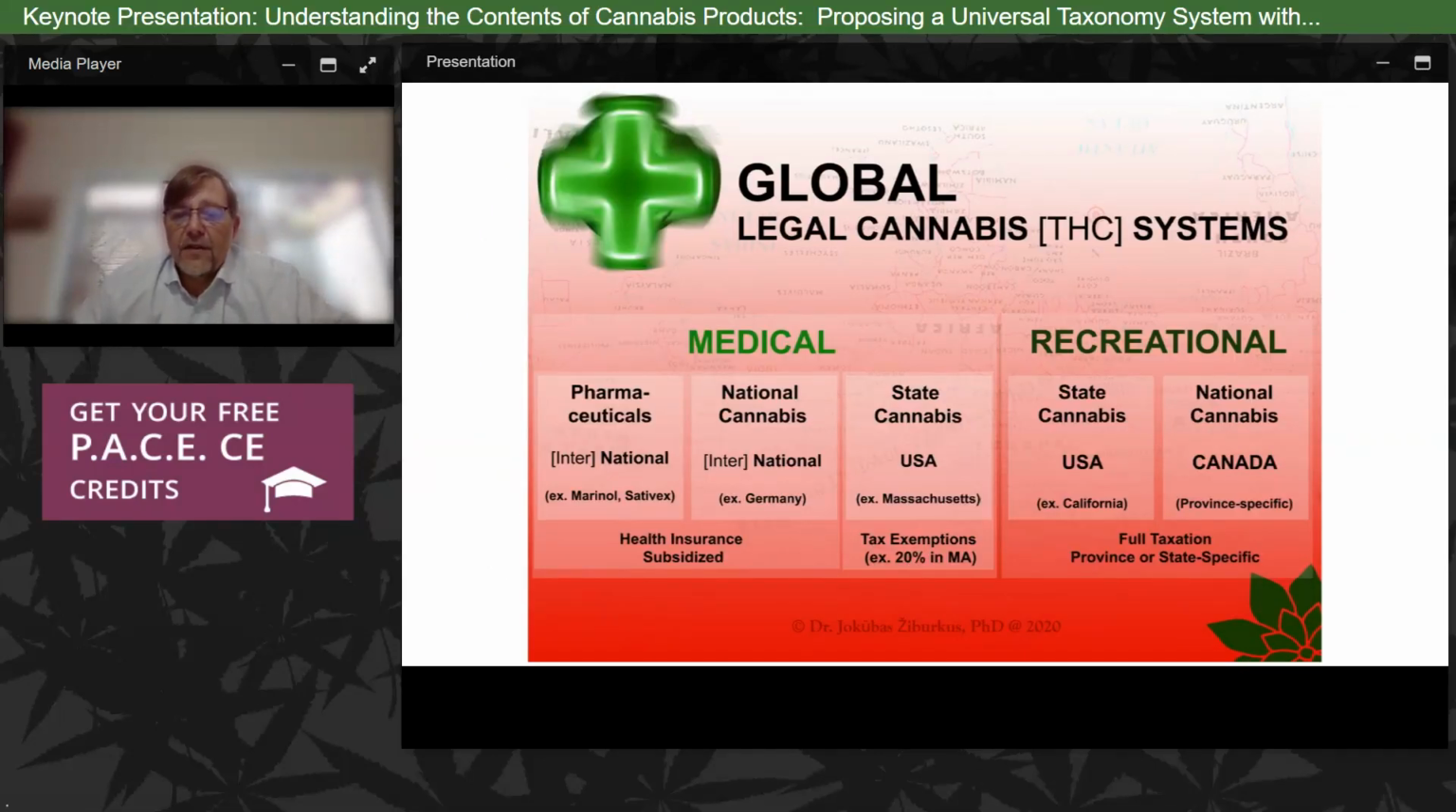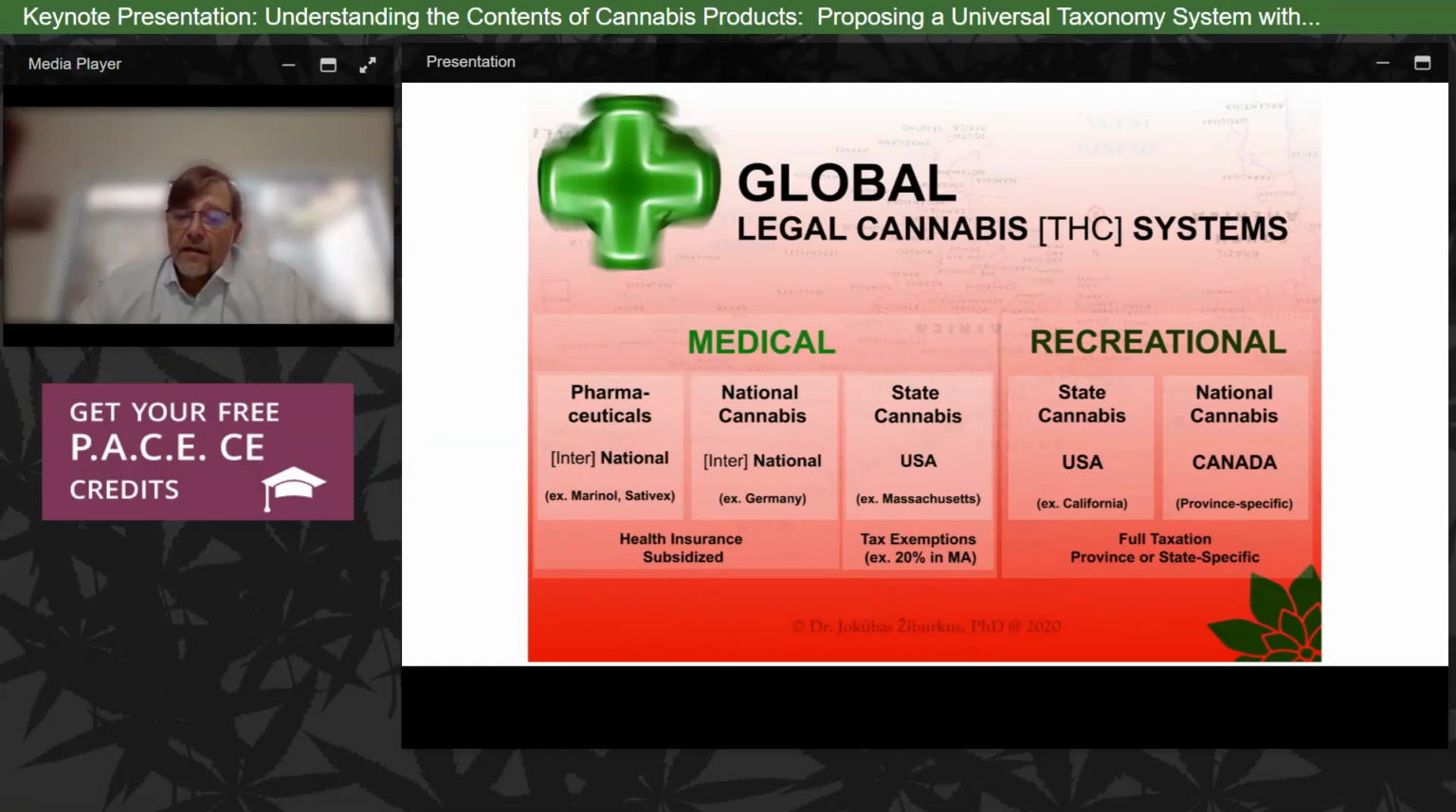It's also confusing because there are different global legal cannabis THC systems. So we just talked about Marinol and Sativex, the pharmaceuticals that are national and health insurance subsidized. There are also national medical cannabis programs in Canada and in Germany, and they're health insurance subsidized also. There are state-regulated programs. An example is Massachusetts, which has robust adult use and robust medical use programs. The only subsidy there is that medical patients are exempt from the 20% tax that recreational or adult users have to pay. But there's still no health insurance subsidy because it is regulated at the state level.